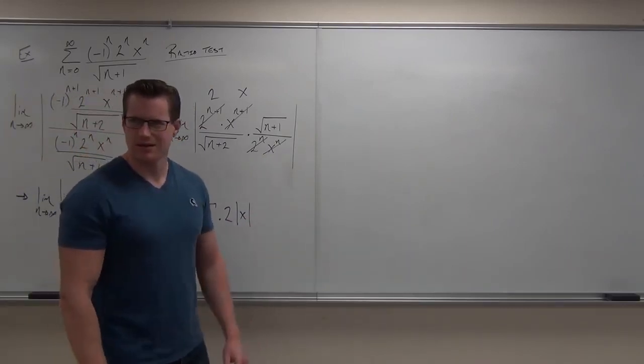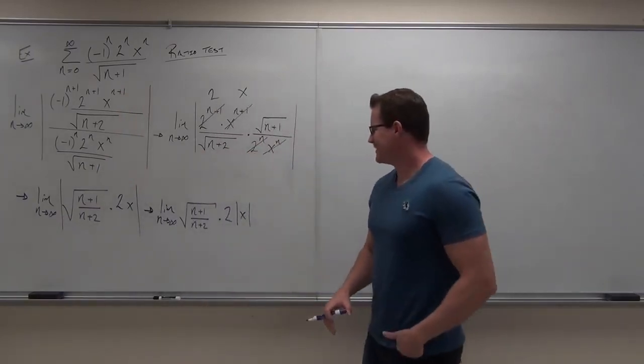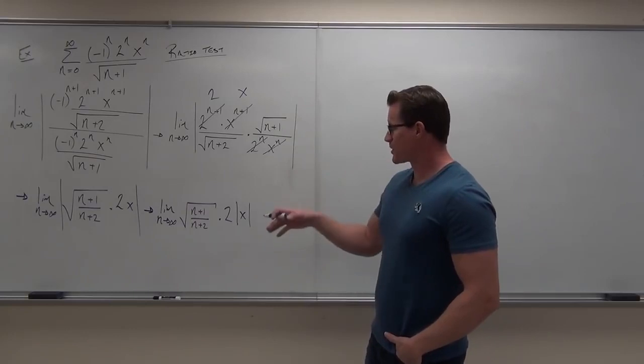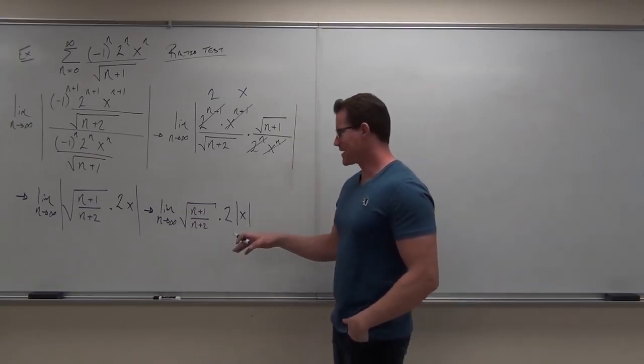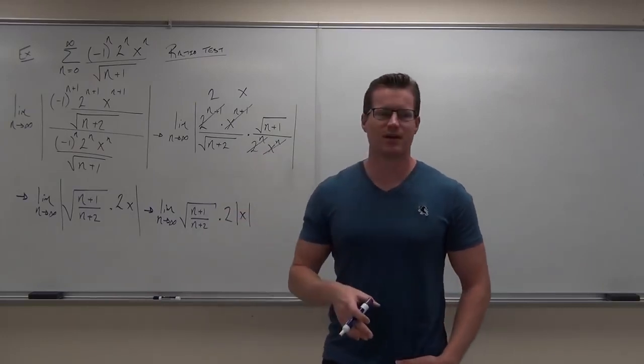What did I say? Square root. Oh man, sorry. Too much painting. I told you, brain kind of. My bad. So square root of n plus 1. I just like square roots and 2s today. Don't worry about it. Square root of n plus 1 over n plus 2 times the absolute value of x.